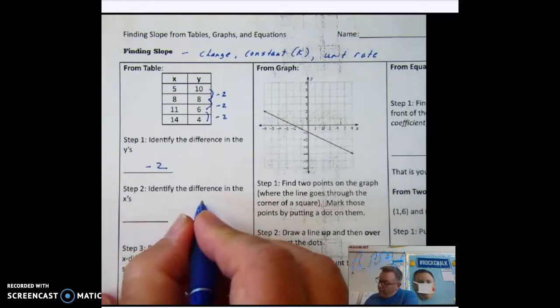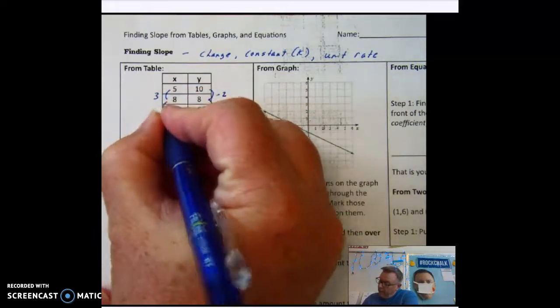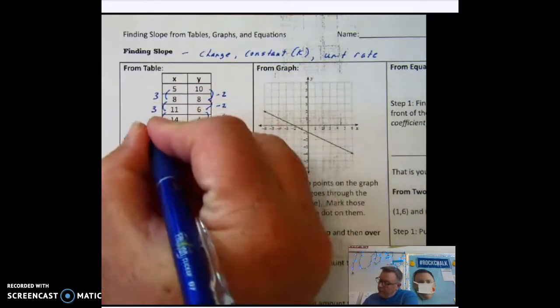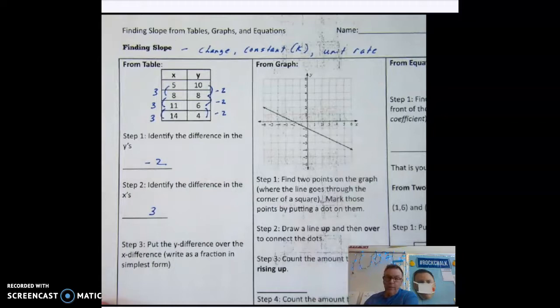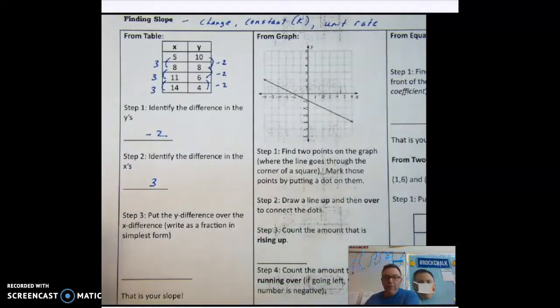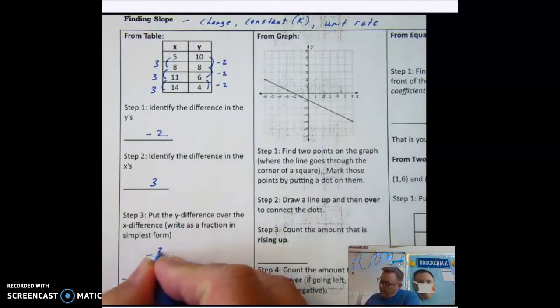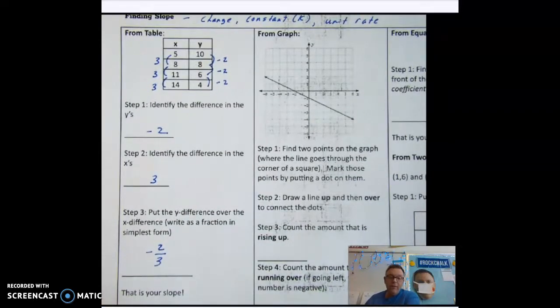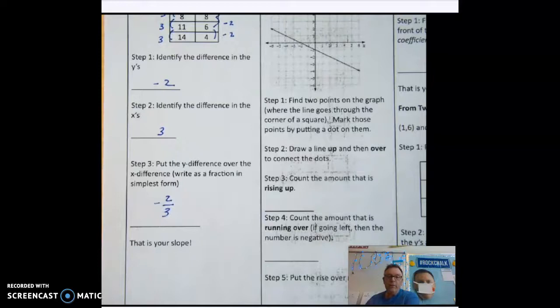Now I want to identify the difference in x. From 5 to 8 is 3, 8 to 11 is 3, 11 to 14 is 3. So the difference in my x's is 3. Now I put my y difference over my x difference, and if it can be simplified, I want to do that. My difference in y is -2 over 3, so this is a negative slope. Your slope is -2 over 3.